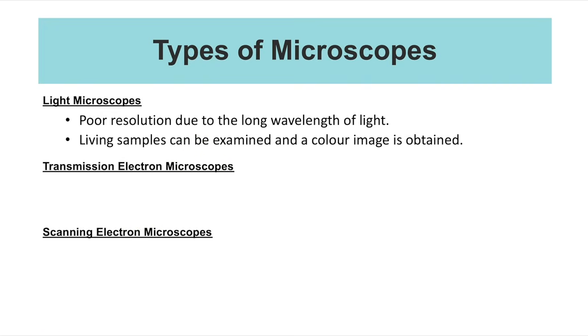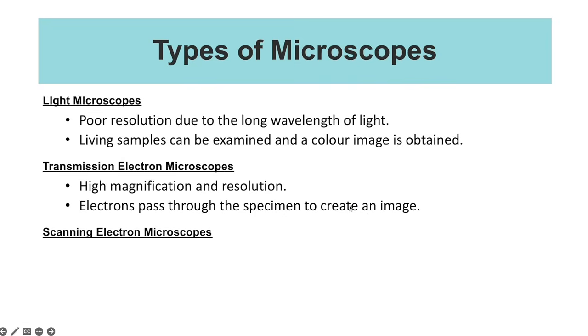An advantage of light microscopes compared to electron microscopes, though, is you can view living samples, which isn't possible with electron microscopes. And also you do get colour images without having to artificially add in colour to a photo afterwards. If we have a look at the first type of electron microscope, electron microscopes do have higher magnification and higher resolution, and that's because the electrons used to create the image have a shorter wavelength compared to visible light. The way the image is created is the electrons pass through the specimen.